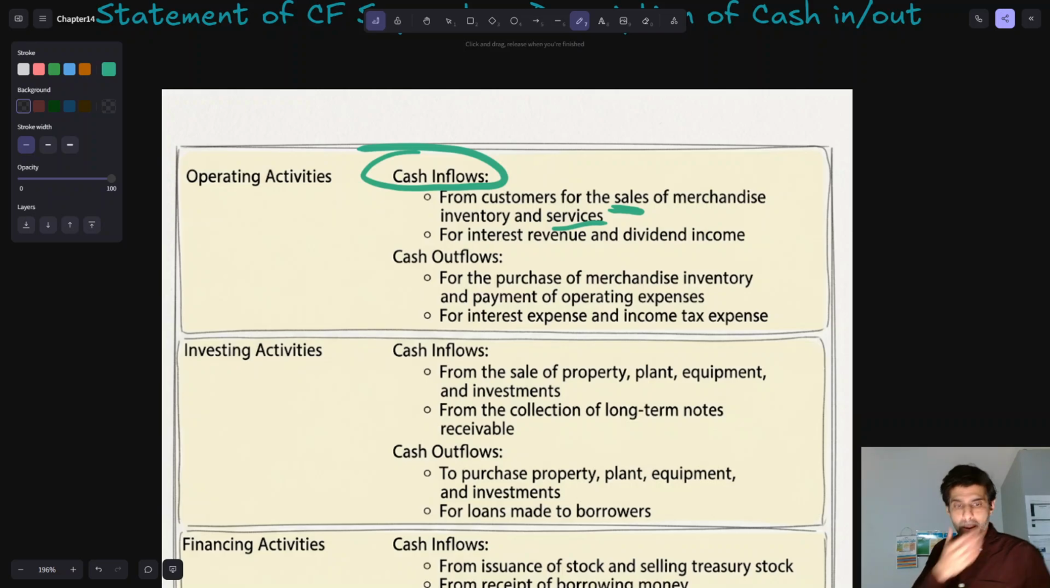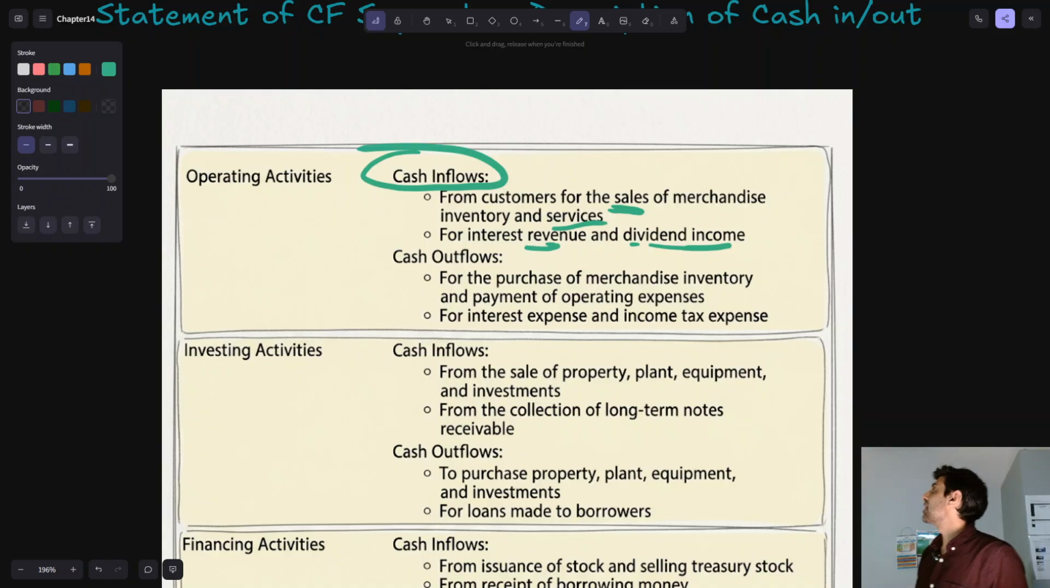You'll also get interest revenue and dividend income when the cash actually gets paid, right? So it's not going to be like an accrual at the end of the period where we had interest revenue and interest receivable, right? That would not be part of this. That interest revenue is going to appear on the income statement, but it's not going to be part of the cash flow because the cash has not come in yet.